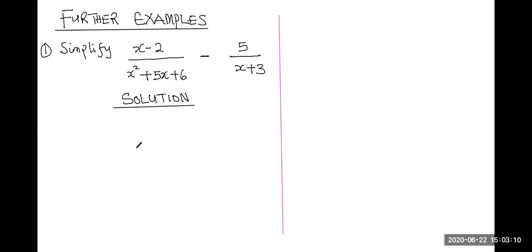This class is a follow-up to the previous episodes on addition and subtraction of algebraic fractions. So I'm going to solve further problems on this subject. Example, we're asked to simplify this.